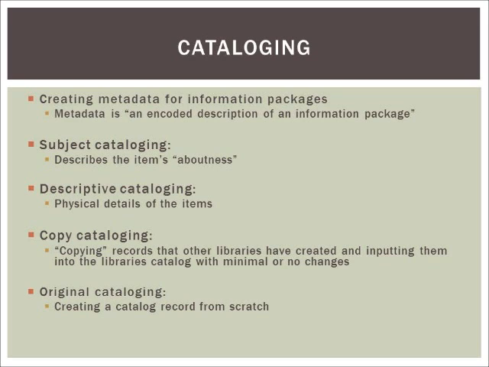Descriptive cataloging, on the other hand, deals with the physical details of an item, like the number of pages, the height of the book, whether the book has illustrations or not. So, compared to subject cataloging, descriptive cataloging is a piece of cake. Two other important terms are copy cataloging and original cataloging. Copy cataloging is taking a record from one library database and copying that record into another library database. Original cataloging, on the other hand, is creating a catalog record from scratch. As a school librarian, you most likely will be completing copy cataloging and not original cataloging.